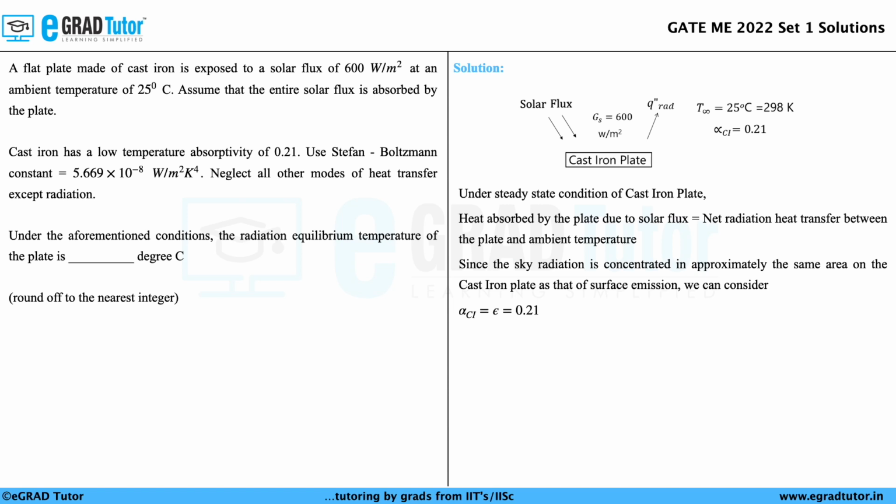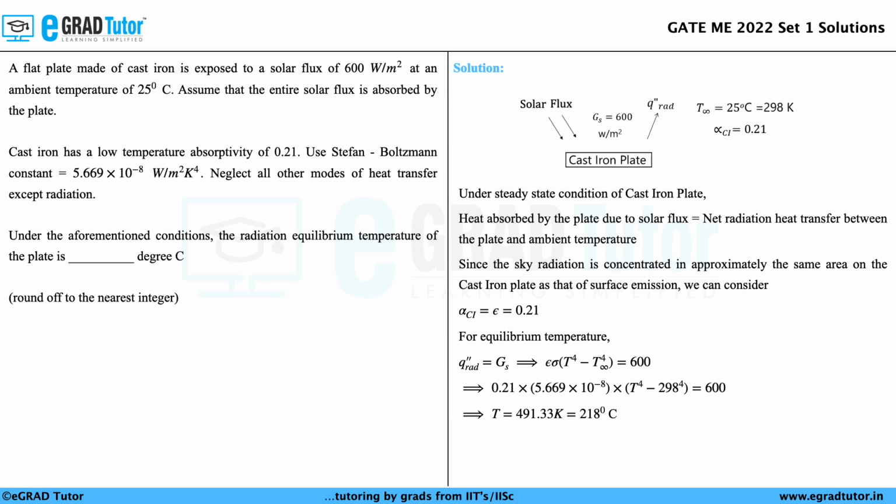For equilibrium temperature of the cast iron plate, the heat transfer per unit area due to radiation should be equal to the solar flux. So the heat transfer due to radiation is given as epsilon into sigma into T power 4 minus T infinity power 4 is equal to 600. Substituting the corresponding values of emissivity, Stefan-Boltzmann constant and ambient temperature and simplifying, we get the value of the equilibrium temperature of the plate as 218 degrees centigrade. The accepted answer range for this question is 210 to 225.